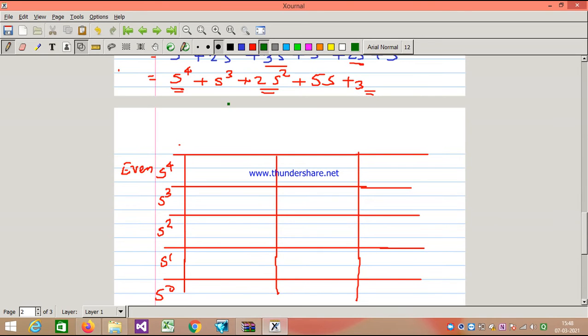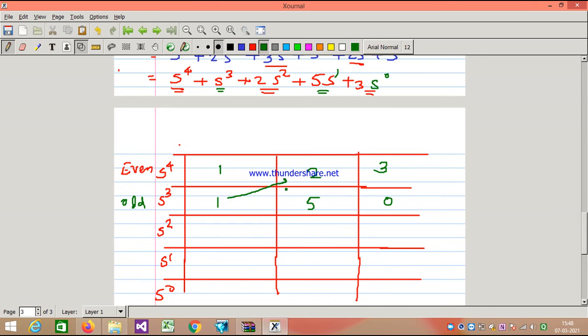So let's put everything. What is the coefficient of s raised to 4? It is 1. Coefficient of s square is 2, and coefficient of s raised to 0 is 3, because s raised to 0 is 1, so I'm taking 3 only. And this is the odd term. For the odd terms, we take 1 for s cube and 5 for s raised to 1. There is no term here, that's why I'm taking 0. This is the 0. Okay, now what is the next step?